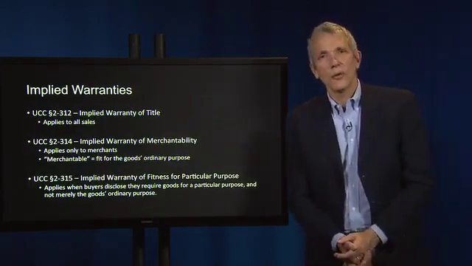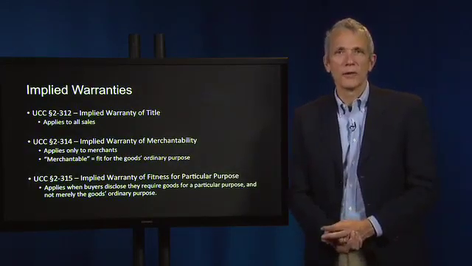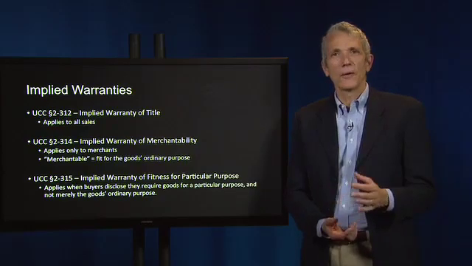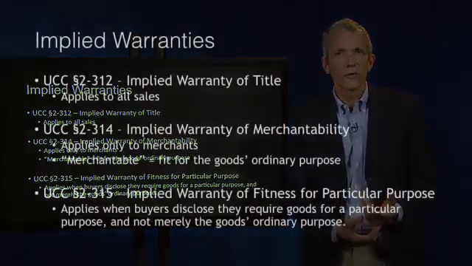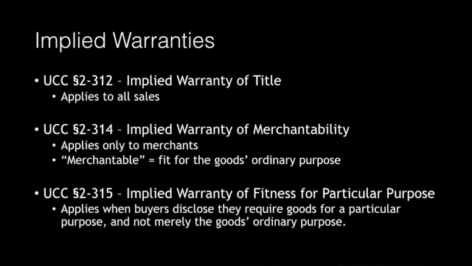The UCC also establishes in 3 separate provisions 3 important implied or default warranties. The first of these, Section 2.312, is the implied warranty of title, which applies to all sales. The second of these, 2.314, is the implied warranty of merchantability, which applies only to merchants. This provision states that in a contract for the sale of goods, the seller, as if a merchant, impliedly warrants those goods will be merchantable with respect to the goods of that kind.